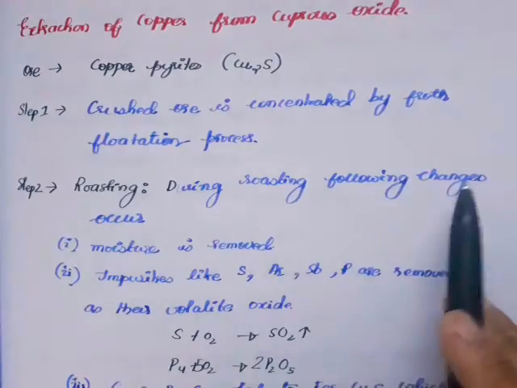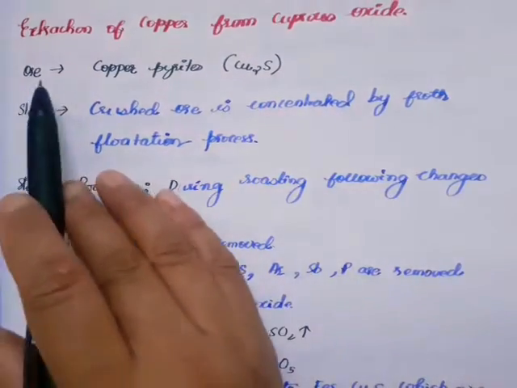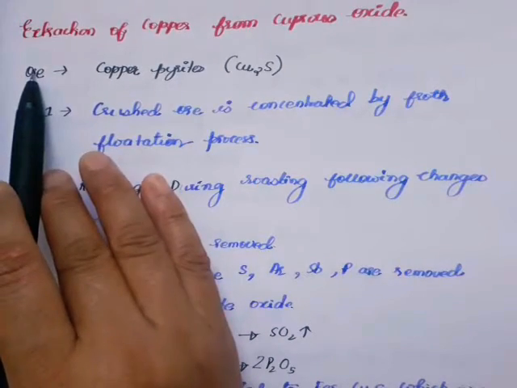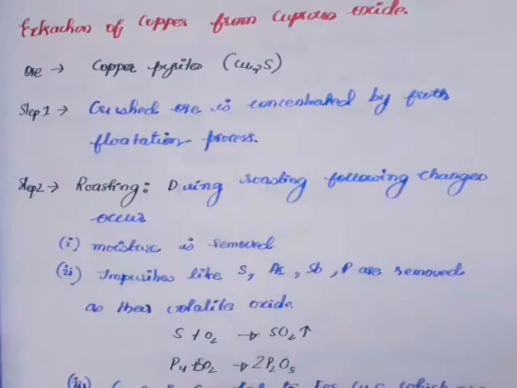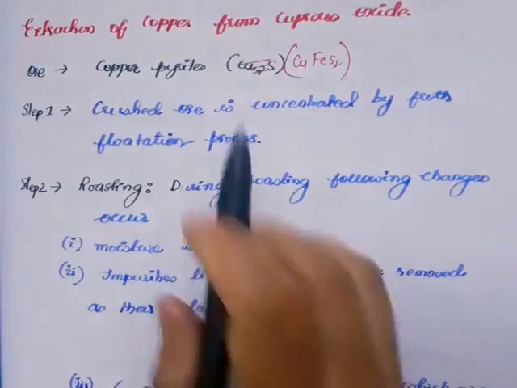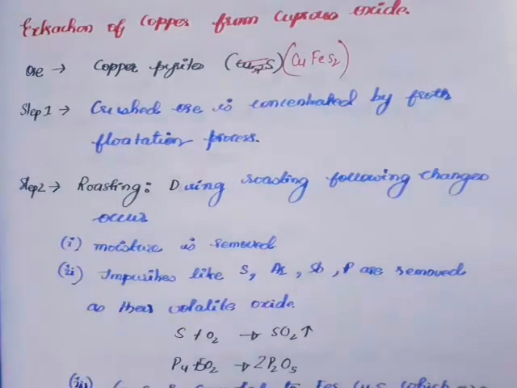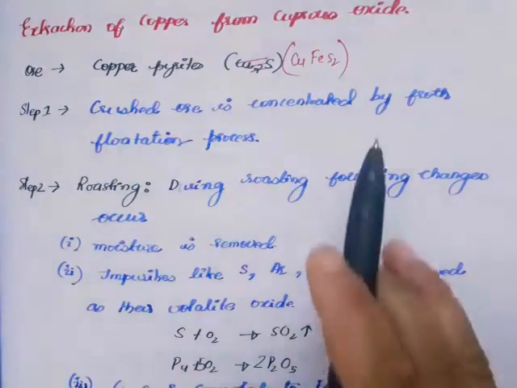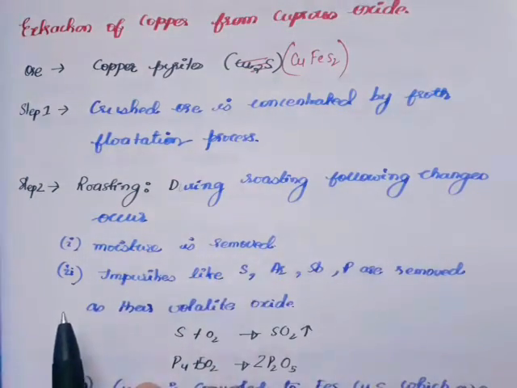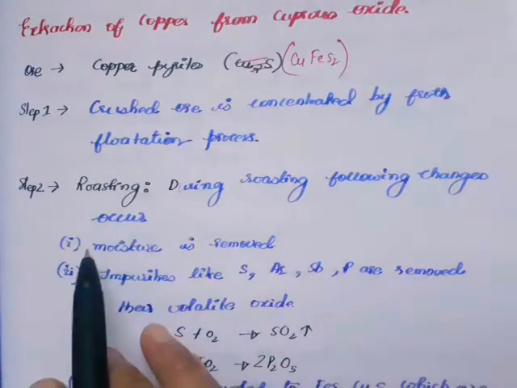Now next let us discuss extraction of copper from copper ore. The copper is extracted from the ore copper pyrites. Now what is the first step? Crushing. Then we do the concentration. Since this is a sulfide ore, we do the concentration by the froth flotation process. Next we do the roasting, and for any sulfide we do the roasting.